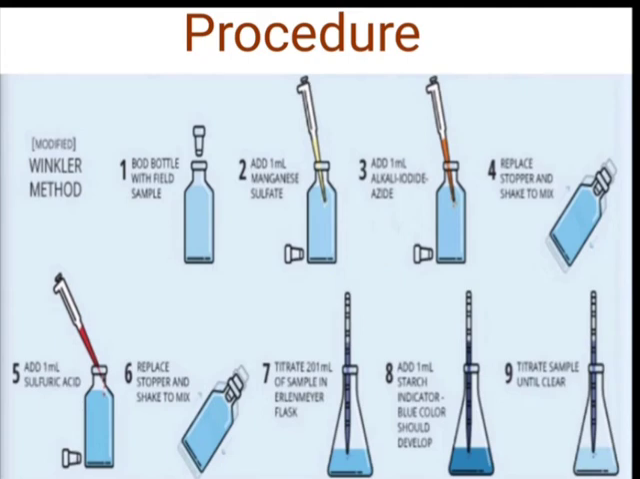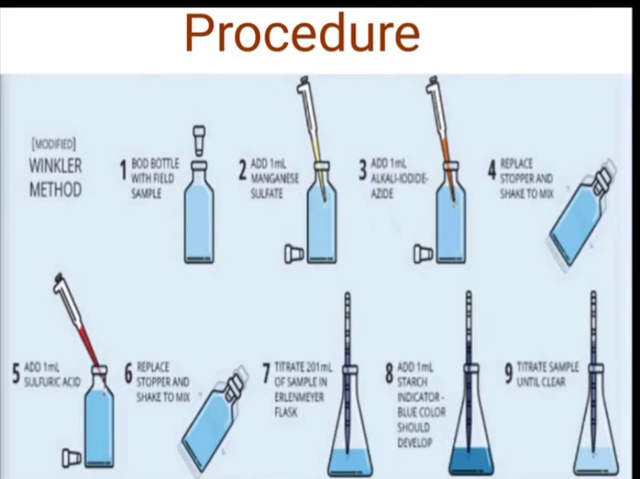Here is the procedure. As in the previous lecture on BOD, we have prepared the BOD bottles. Initially we have to take the BOD bottle which is filled with the sample solution. Take a stoppered bottle in which the sample solution, which is a wastewater, is taken. Then in this solution we have to add 1 ml manganese sulfate. Then add 1 ml alkali iodide azide solution. After that, place the stopper and shake the bottle so that the mixture is completely mixed.